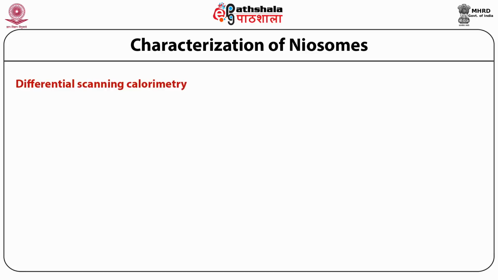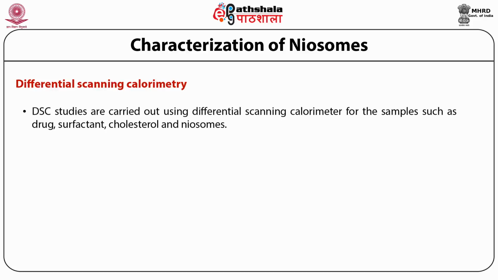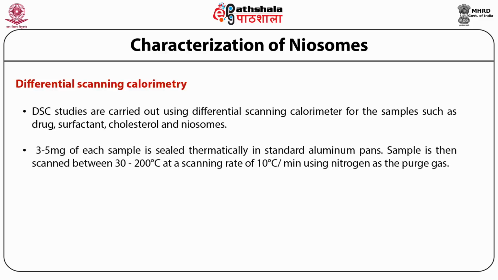Yet another parameter to characterize the neosomes is differential scanning calorimetry (DSC). DSC studies are carried out using a differential scanning calorimeter for samples such as drug, surfactant, cholesterol and neosomes. Usually 3 to 5 mg of each sample is sealed hermetically in standard aluminum pans. The sample is then scanned between 30 to 200 degrees centigrade at a scanning rate of 10 degrees centigrade per minute using nitrogen as the purge gas.